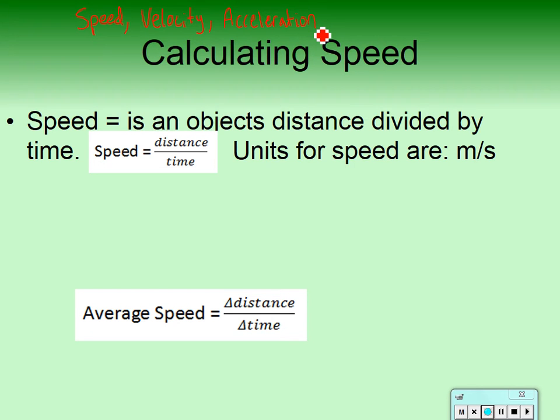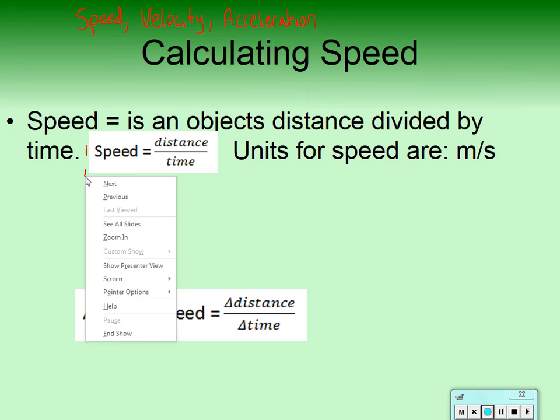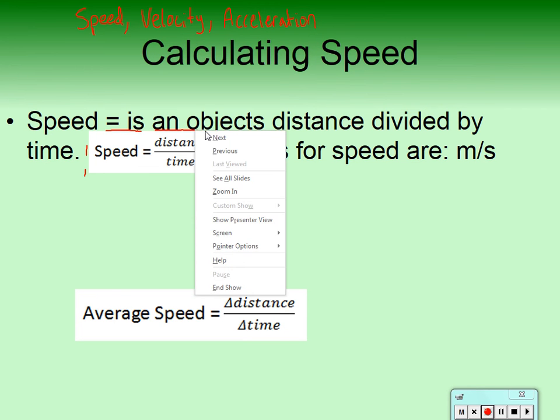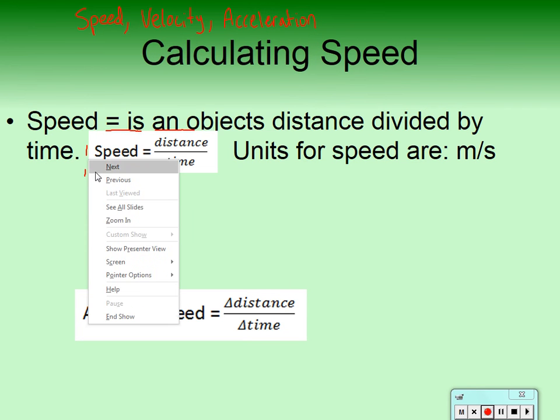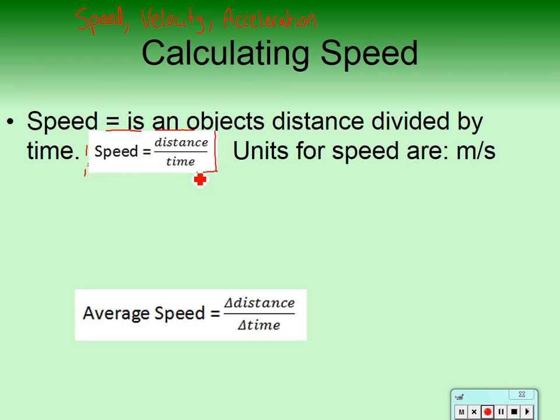Speed is an object's distance divided by time, and the equation that you find speed with is given right here. So speed is equal to distance divided by time. Distance, if you remember, in the metric system is measured in meters, and time is always measured in seconds. So the units for speed are meters per second.